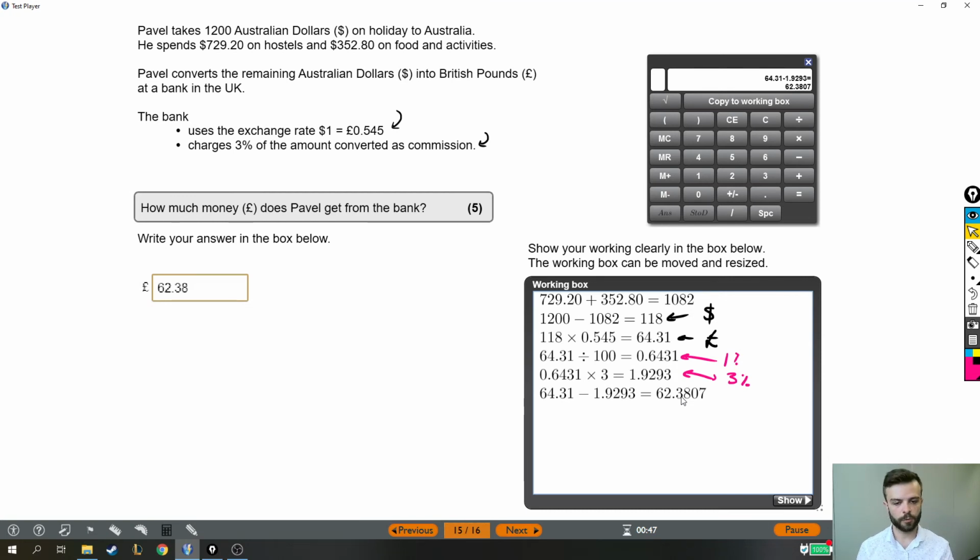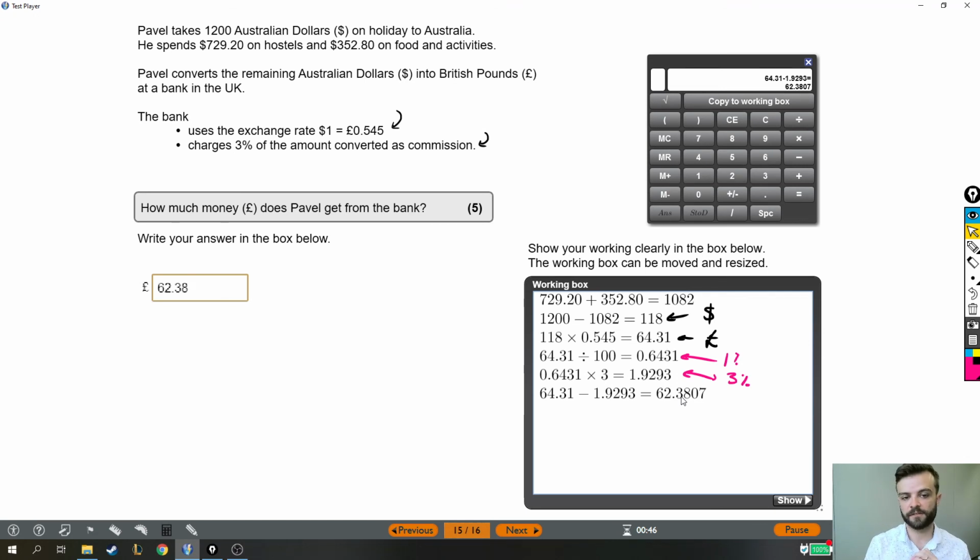So there's the answer. Quick run through of all those steps that we just did. The first couple of steps, really straightforward. We just had to work out how much money he's got left if he started with 1,200 and then he spent those 2 different amounts. So we worked out that he's got $118 left. We then exchanged it because every dollar is 0.545 pounds, so he's got 118 of those, so we times it by 118 to work out how much that is in pounds. We then found 3% by dividing by 100 and timesing by 3. That worked out how much the bank charges him. So we took that off because that's the charge from the bank, and what's left is how much he actually gets back, £62.38. So a long question.